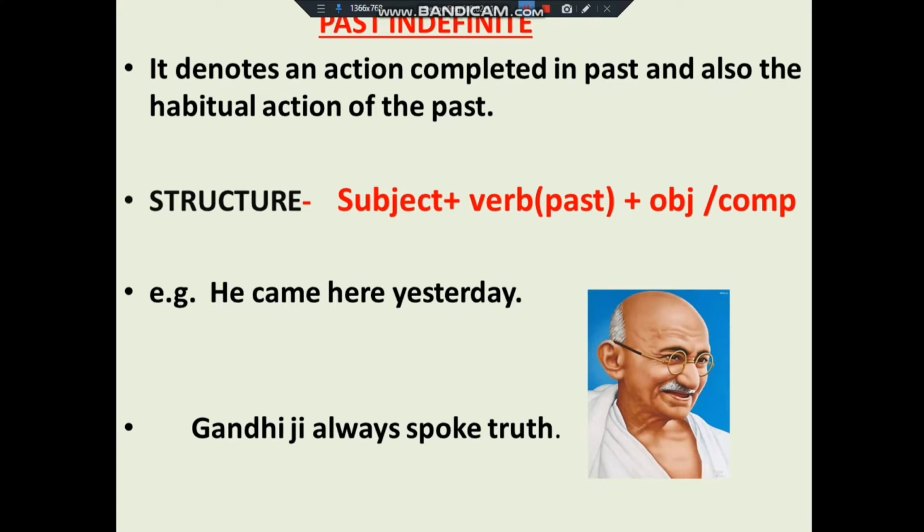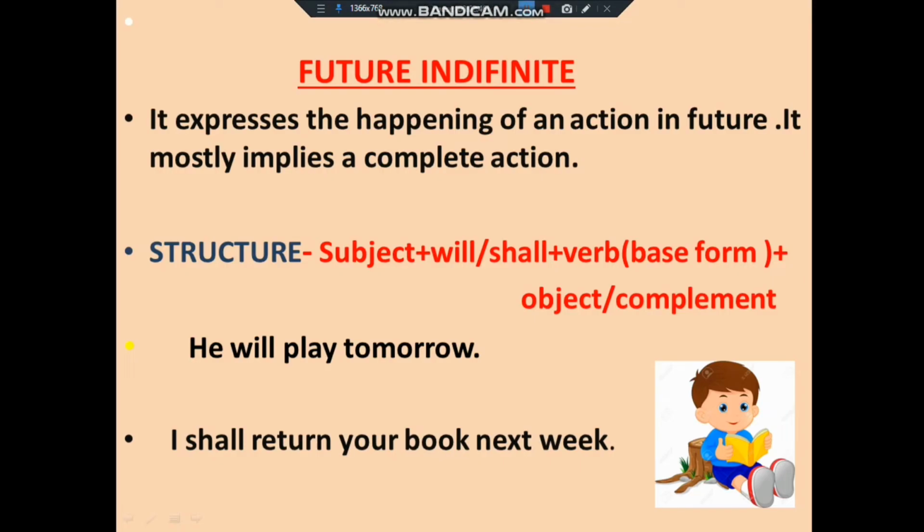And see the example: He came here yesterday, meaning an action completed before, sometime in the past. We are talking about it now, but actually the action was completed in the past. Okay, now see the next sentence. Gandhiji always spoke truth. This is the habitual action of Gandhiji. So a habitual action of the past is also represented by past indefinite tense.